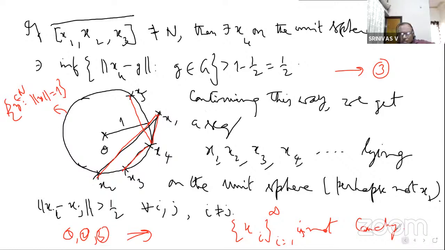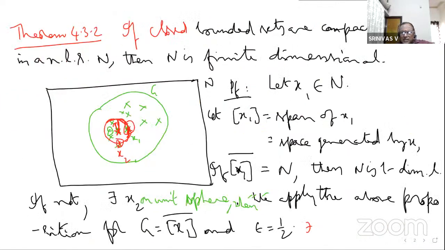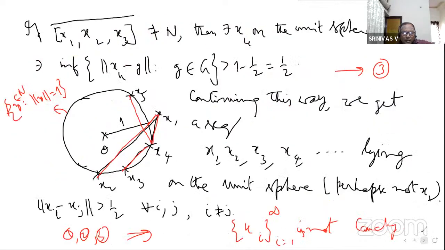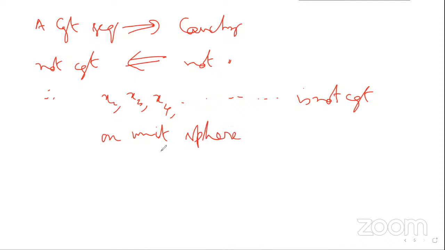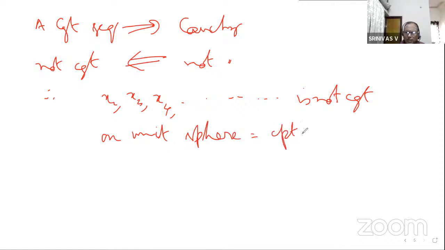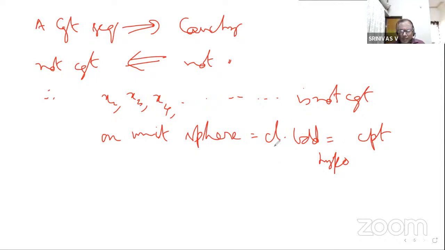Our assumption is that every closed and bounded set is compact. So we are able to get a compact set, and in that set a sequence of points x2, x3, x4, and so on, on the unit sphere. Because the unit sphere is closed and bounded, by hypothesis it is compact. The hypothesis is that every closed and bounded set is compact. Therefore, this has to be compact.